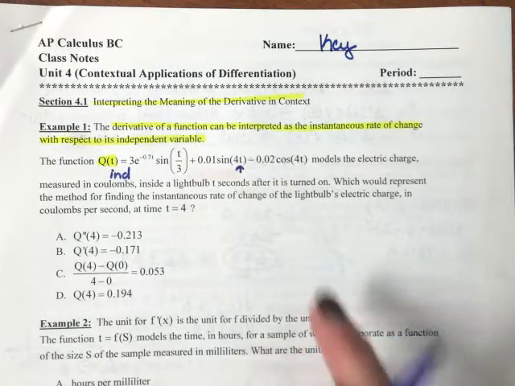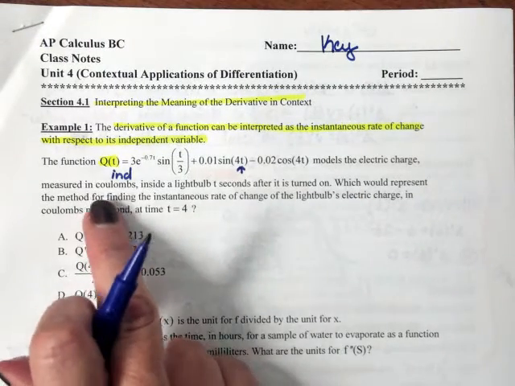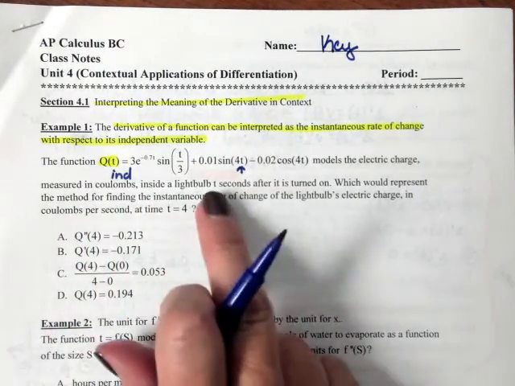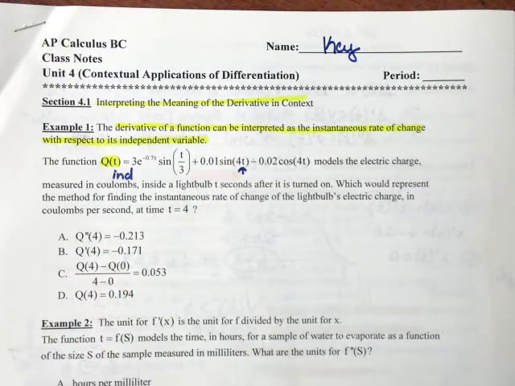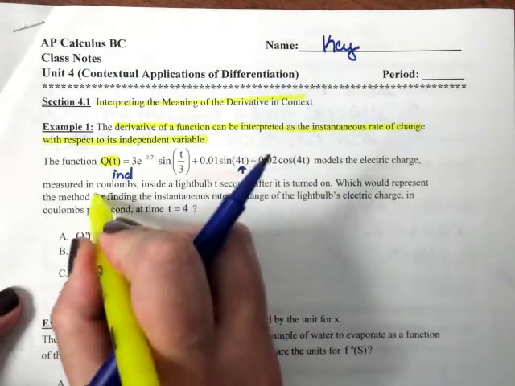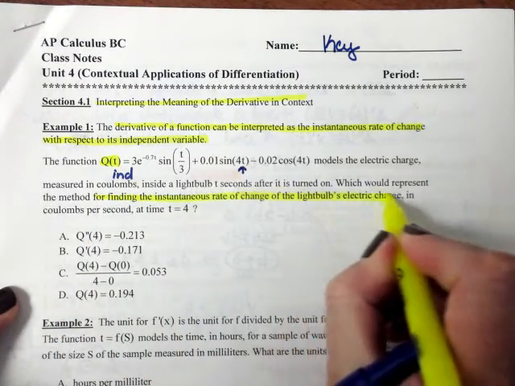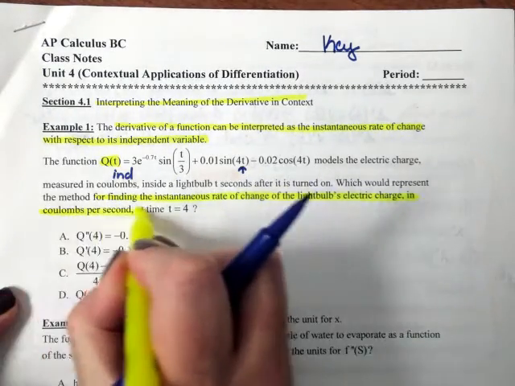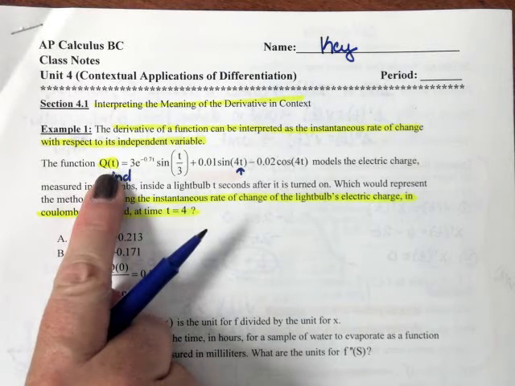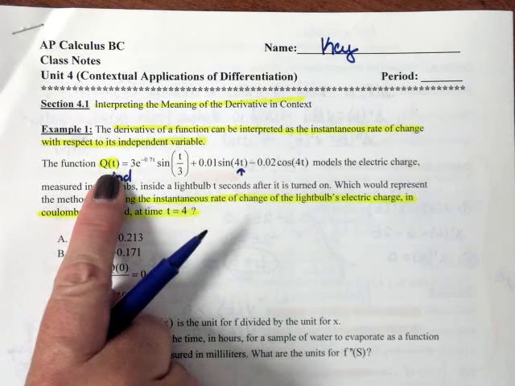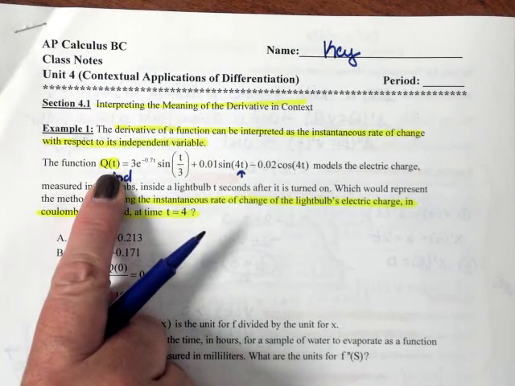And this function models an electric charge measured in coulombs inside a light bulb, t seconds after it's turned on, which would represent the method for finding the instantaneous rate of change of the light bulb's electric charge in coulombs per second at time t is equal to 4. So this function is just talking about time, and the output would be your coulombs.